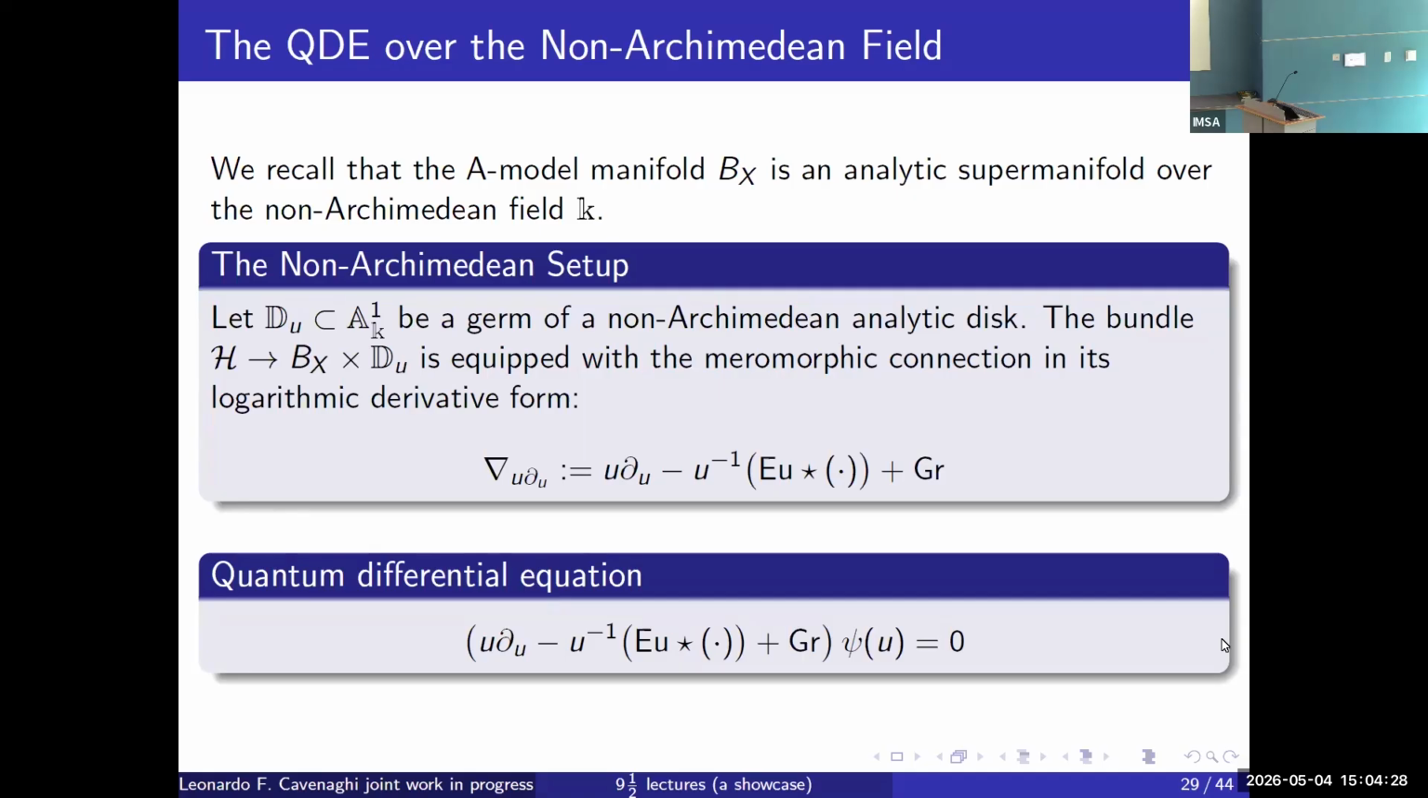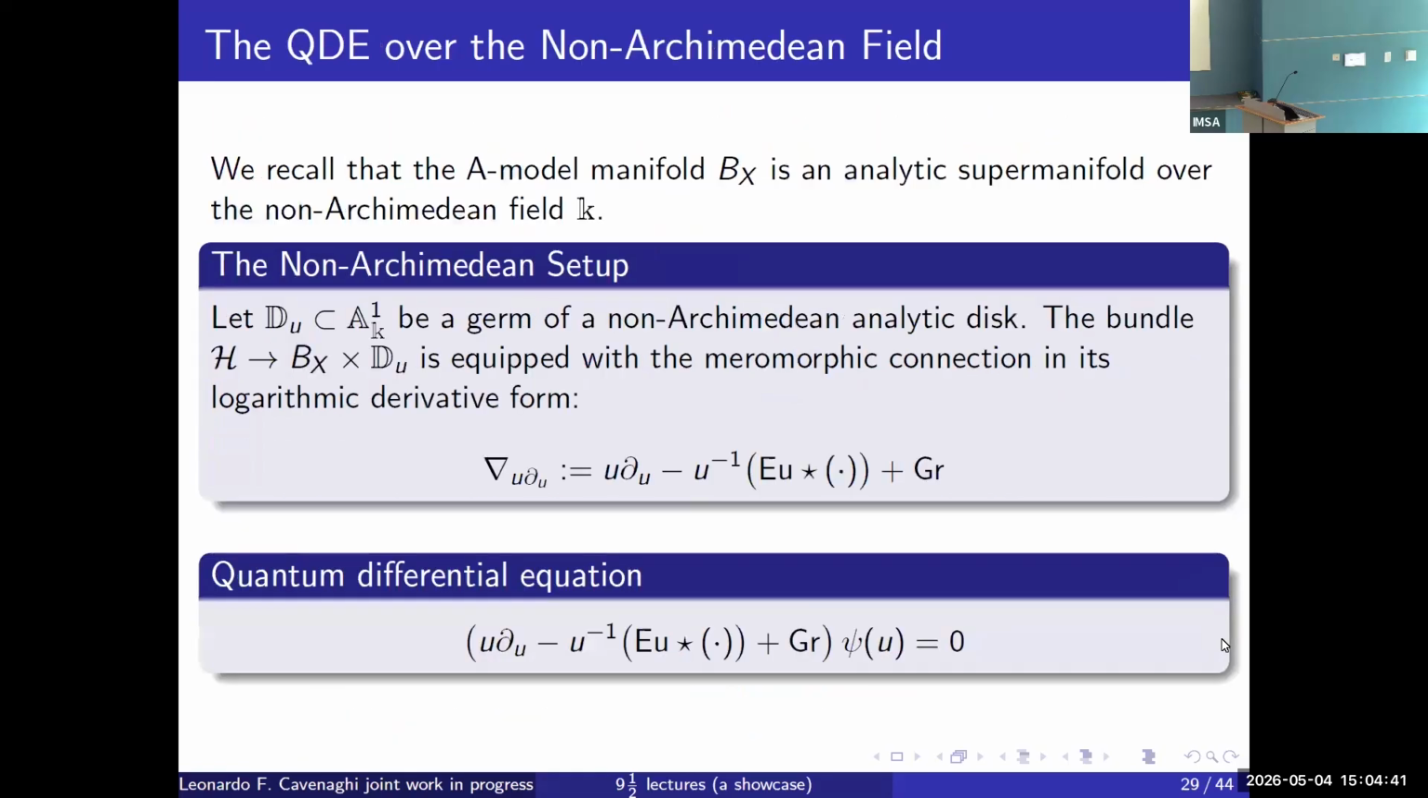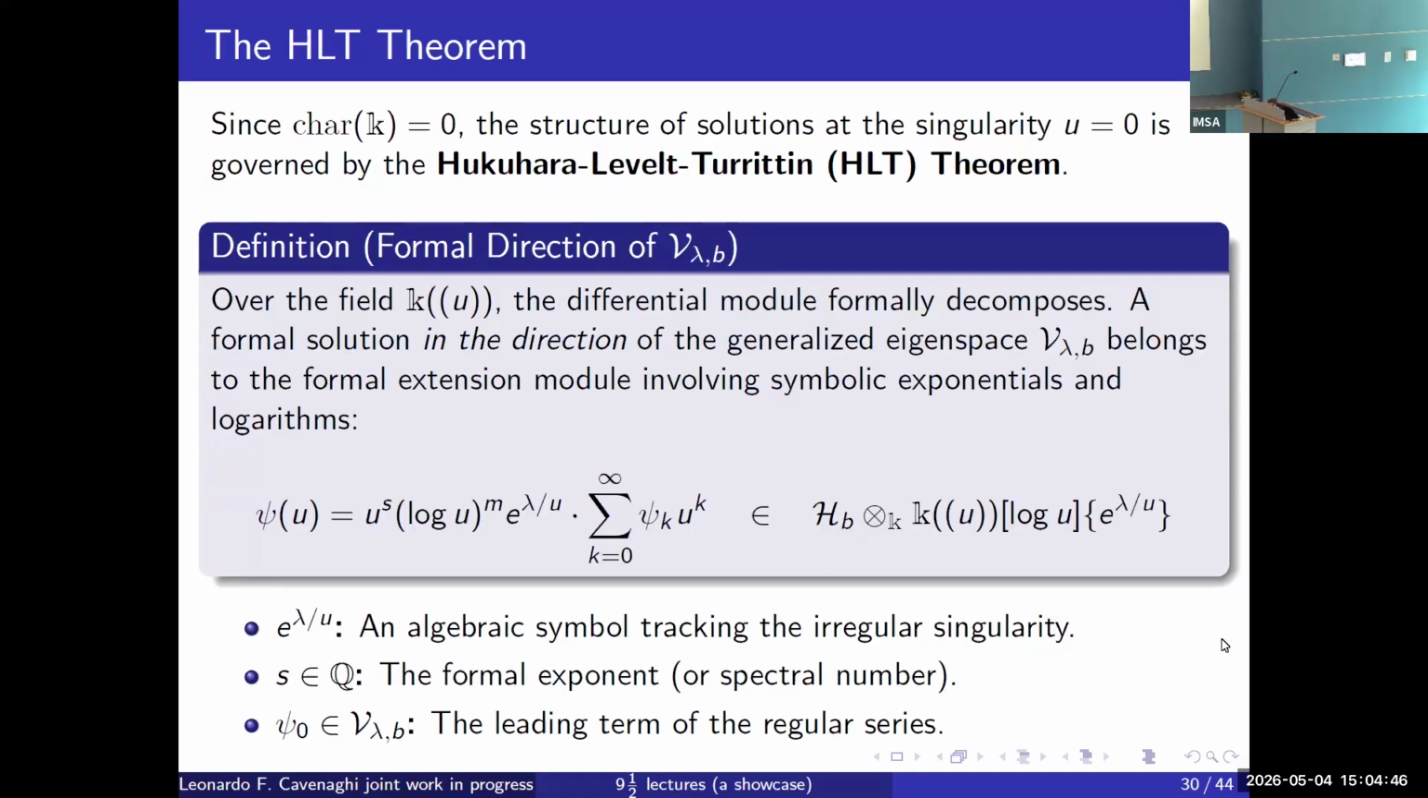Again, this is very experimental in many senses. So as before, K is a non-Archimedean field. And let's put this definition here, what it means. So we want to understand solutions to this equation when this parameter u is actually reduced to 0. And because of this, let's put a formal definition over this field here. Let's write it together. We're going to call a formal solution in the direction of a generalized eigenspace.